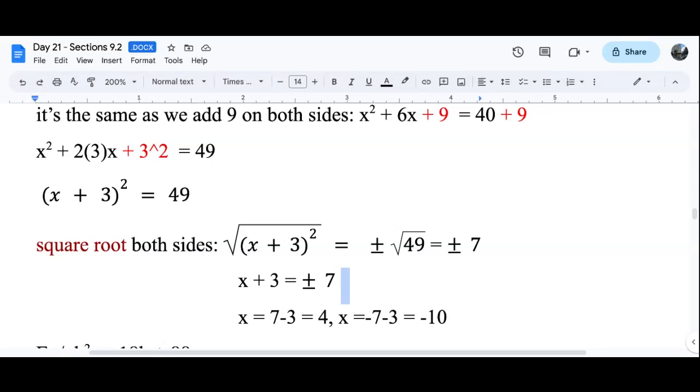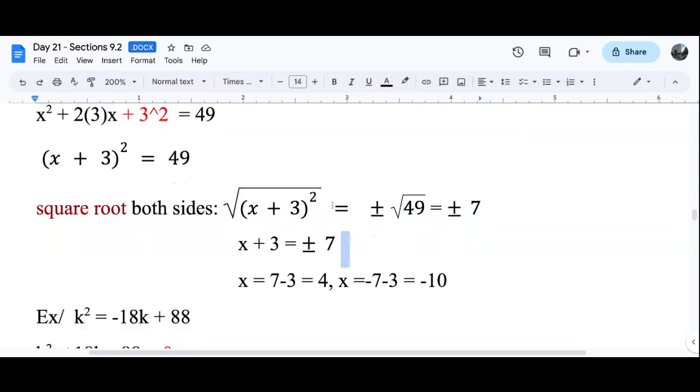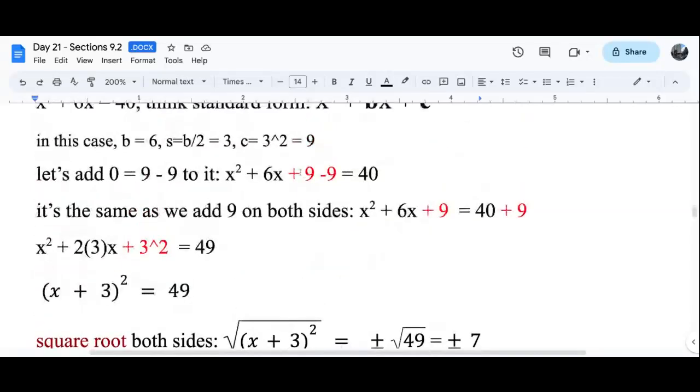9 minus 9. Hold on a second, let's see. You see, we started with this expression. We add a 0 to it. Because we want to have this 9, but we cannot just add 9. We have to subtract 9. We can add 0 to the expression, because we need this 9 to make a perfect square, (x plus 3) squared. Is this your question?